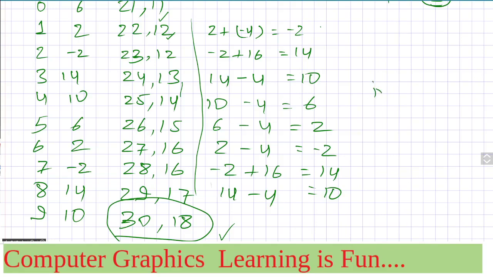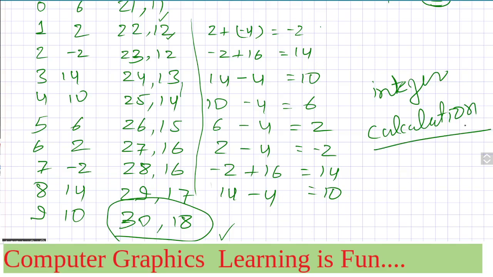You have done only the integer calculation. So this integer calculation makes it faster. So this was the case when the slope was positive and the slope was also less than 1. Since the slope was less than 1, we were understanding what was happening: this line is like this, x is continuously increasing, and we have to find the value of y.